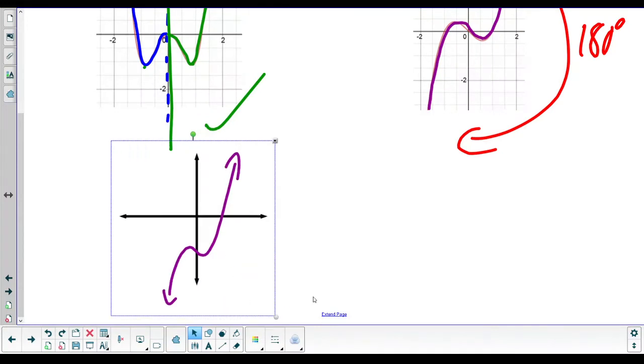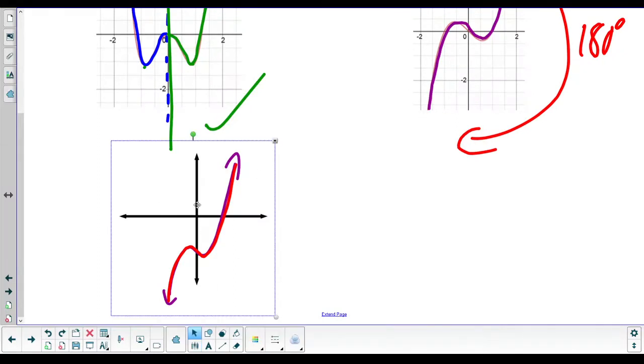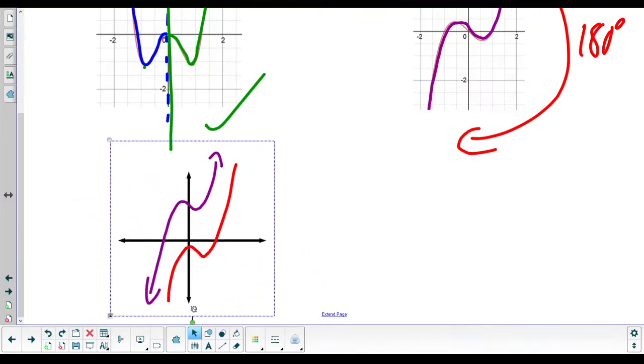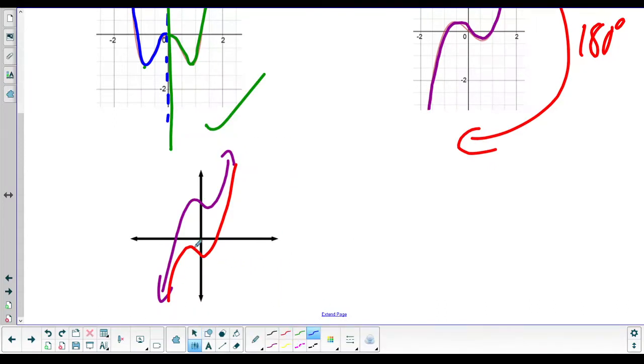So let's group that. Let's draw our copy over the top, and we're gonna rotate the original graph. If it's gonna be odd, it has to look exactly the same. So we rotate this thing. And now a lot of you guys are gonna say, yes, it looks exactly the same, and you're wrong. Here, the original graph, the red one, crosses on the negative side of the y-axis. Once I rotate this, the purple one crosses on the positive side. That's different.